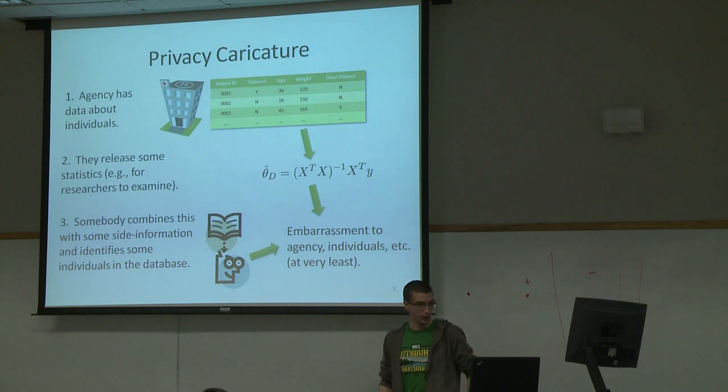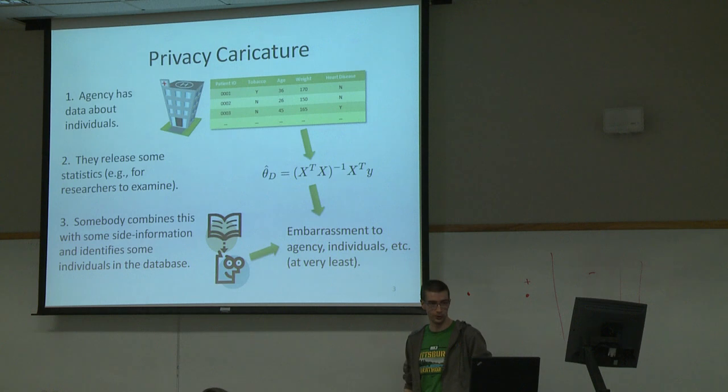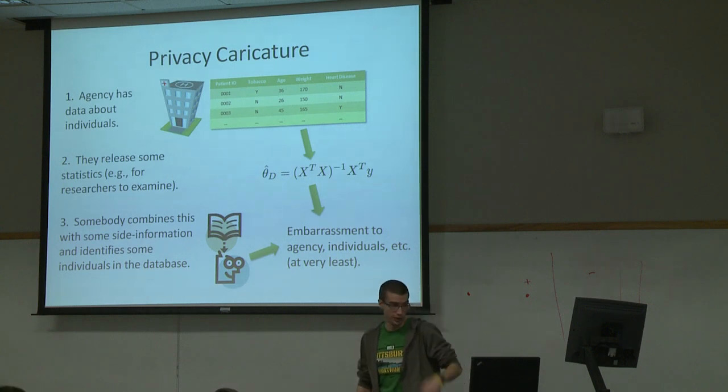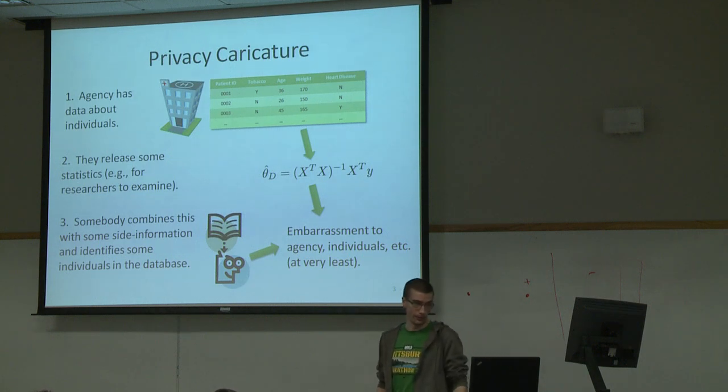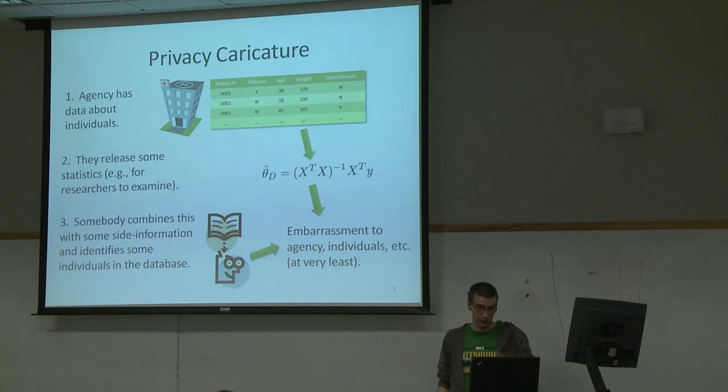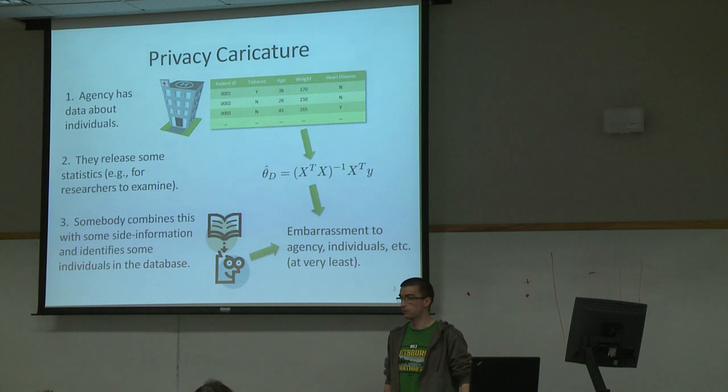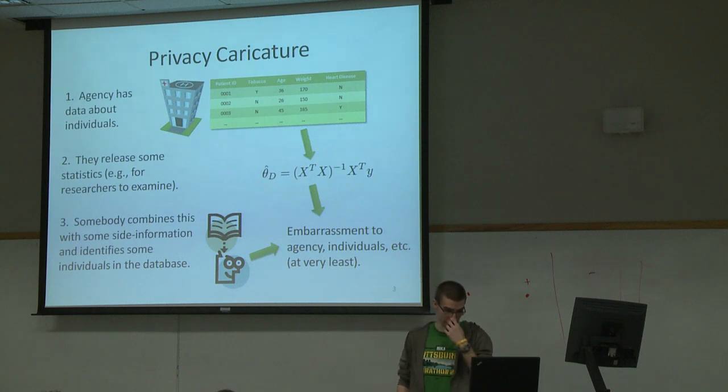All right, so I've got this little caricature of what can go wrong in data release to begin with. Suppose we have an agency, I depict it as a hospital here, or as a giant database comprising information about a set of individuals, right? So in this case, a hospital has a giant database of all their patients with measurements like their age and weight and so forth. Now, at some point, they may wish to release some statistics of this data set, for example, so that researchers can write a paper about it, or see if the medication's working or whatnot.